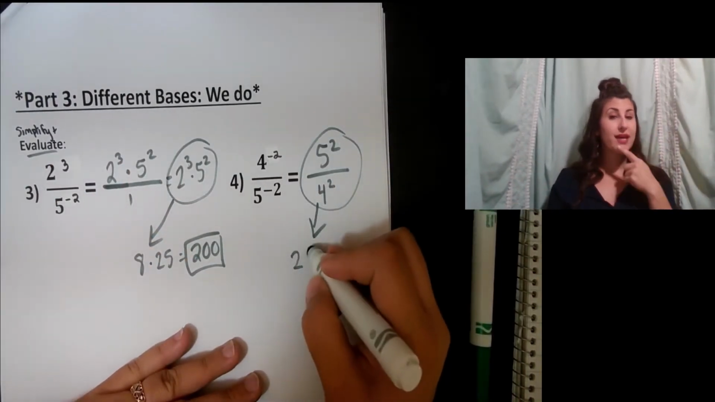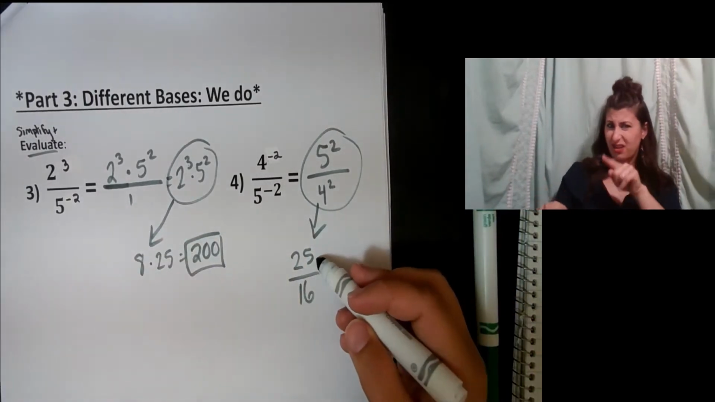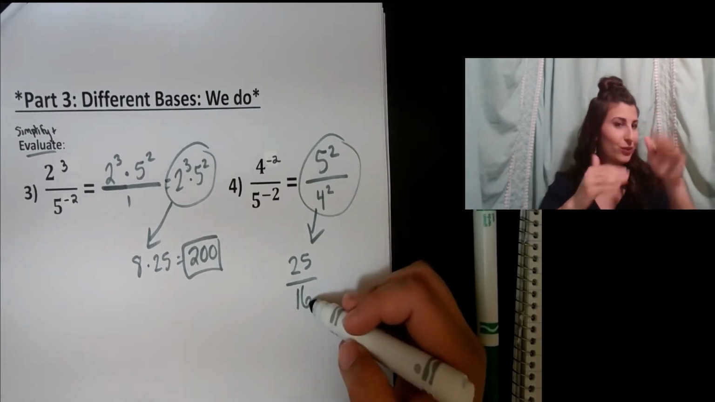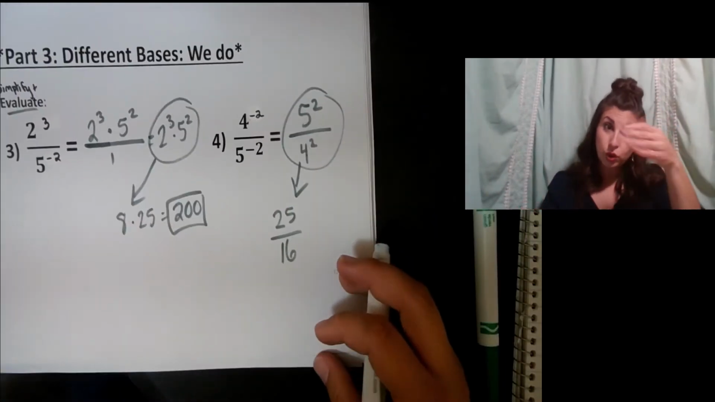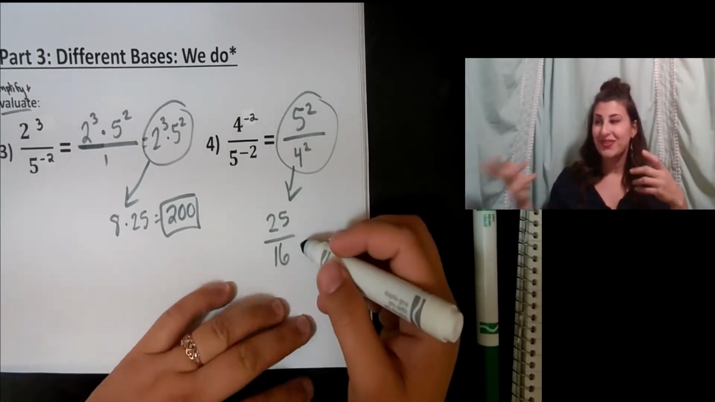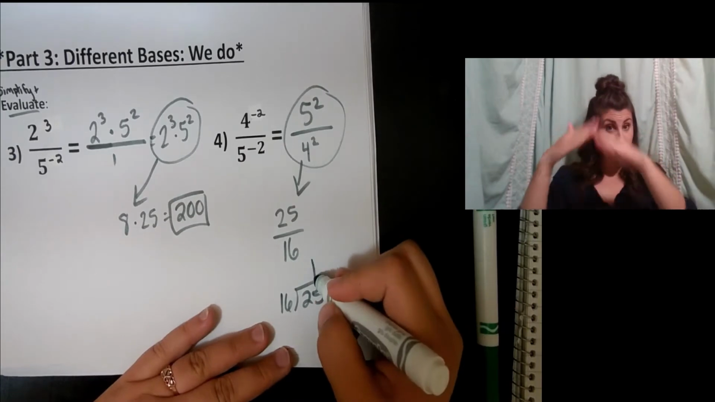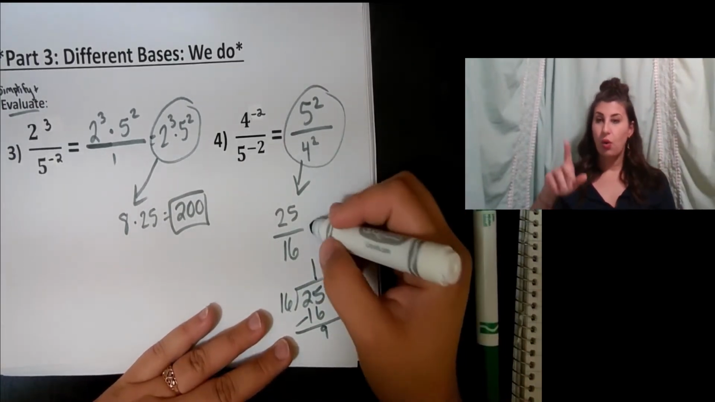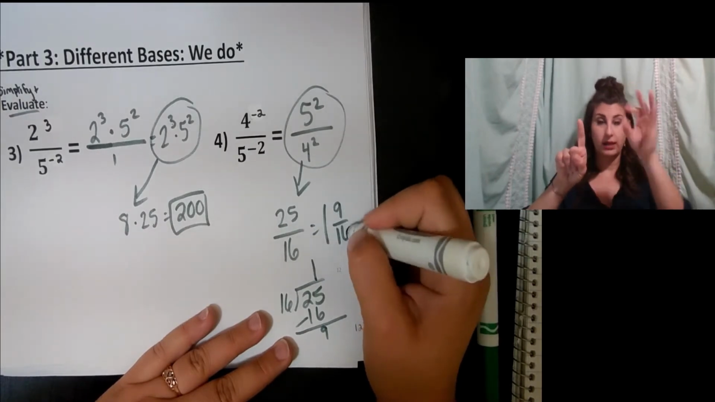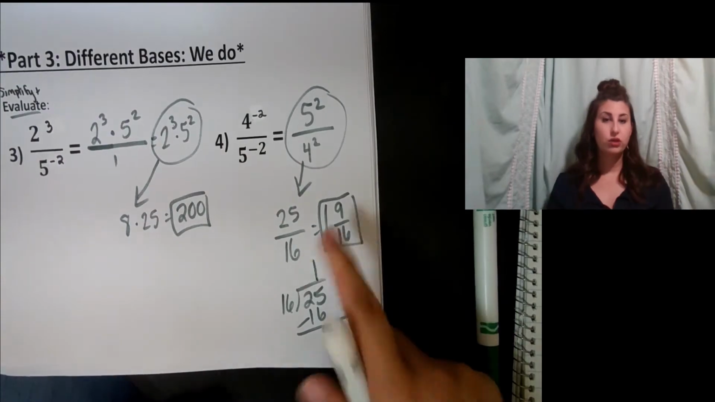So I'm going to say 25 over 16. How did I get 25? 5 squared is 25. How did I get 16? 4 squared is 16. You have to know your exponents. And this is an improper fraction, so when you divide it out, you'll get 1 and 9/16. This will be your evaluation.